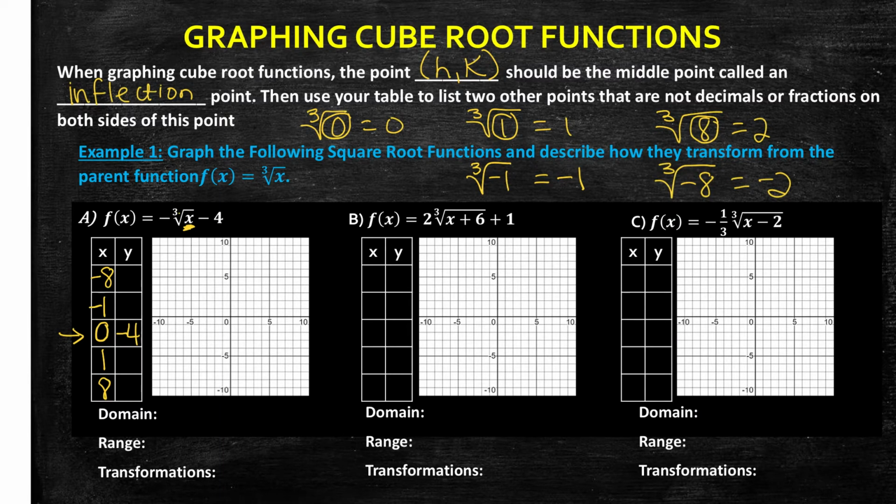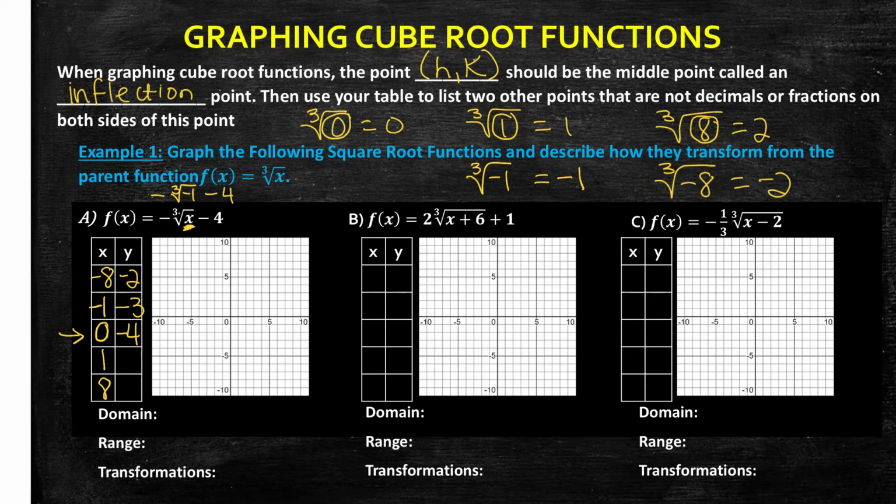The cube root of -8 is -2. Then I have to multiply it by a negative, so that's +2, and then I would subtract 4, so that would give me -2. Now let's go ahead and plug in -1. So I'd have the cube root of -1, which is -1, then I would multiply by a negative, which makes it +1, and then I would subtract 4, so that would give us -3.